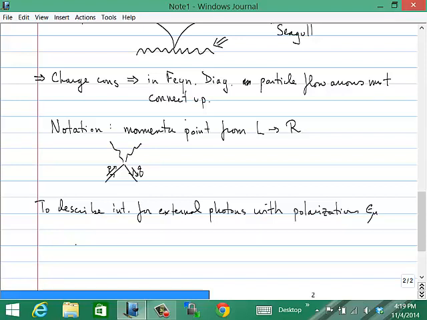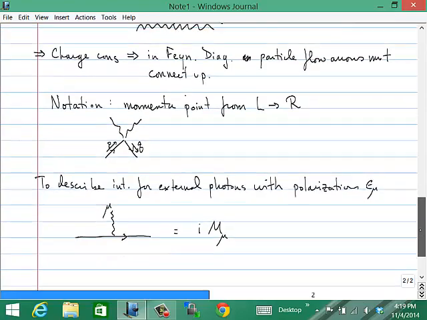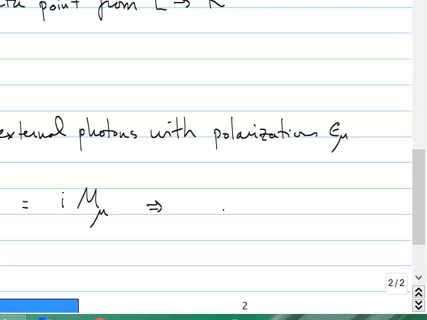So, for example, if you have some electron going along here, and you want to calculate the amplitude for it to emit a photon, this is called a Bremsstrahlung process, then this will be some amplitude with some free index mu, and then the amplitude for that photon to be emitted with a particular polarization would be the polarization tensor epsilon contracted with M^mu.